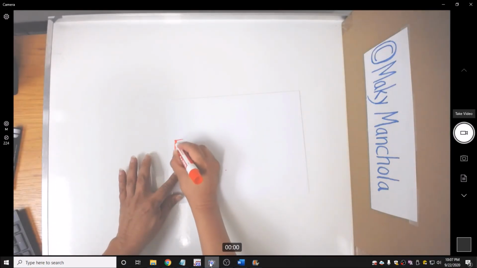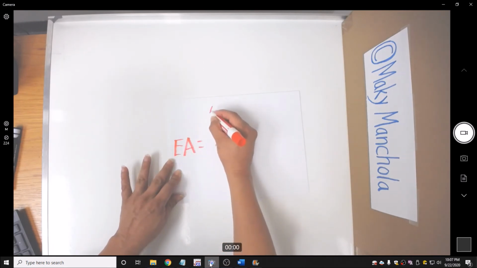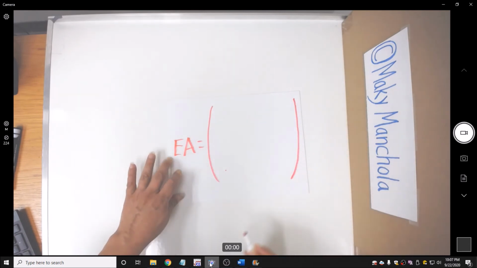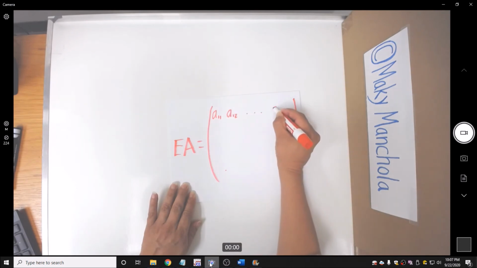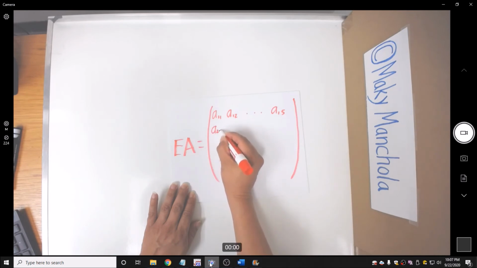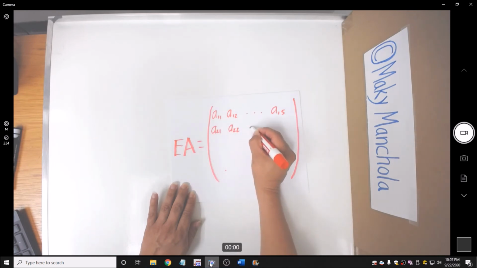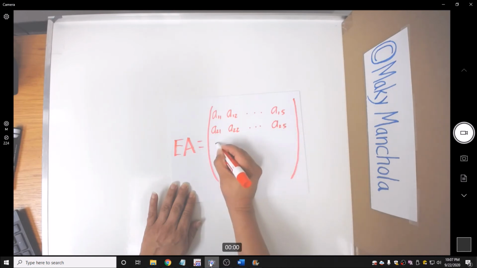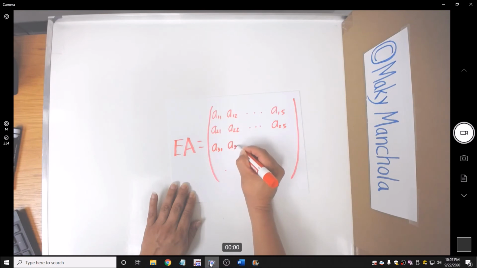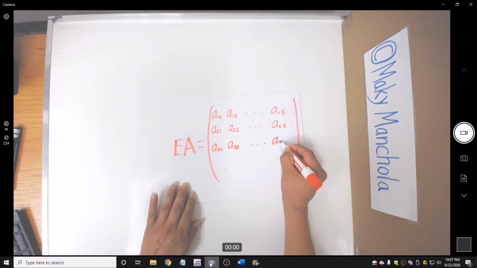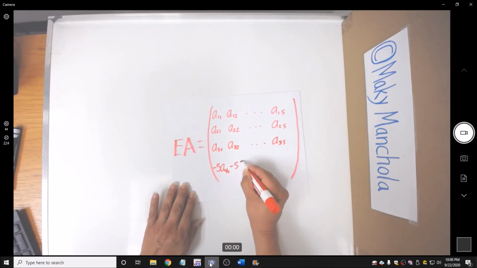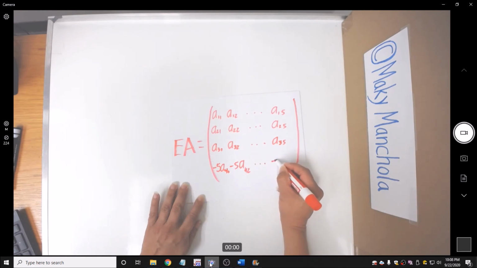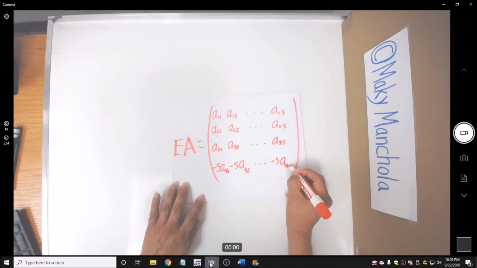Well, EA is all of A from rows 1 to 3. So you have A11, A12, all the way to A15, A21, A22, all the way up to A25, A31, A32, up to A35, but then its fourth row is -5 A41, -5 A42, up to -5 A45.